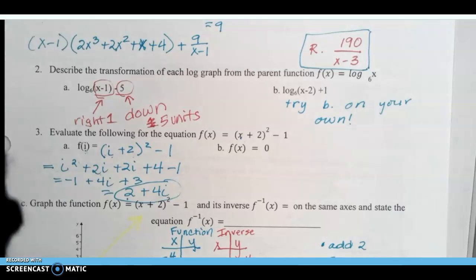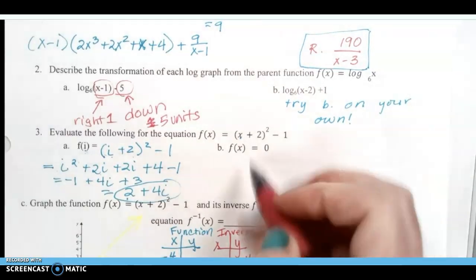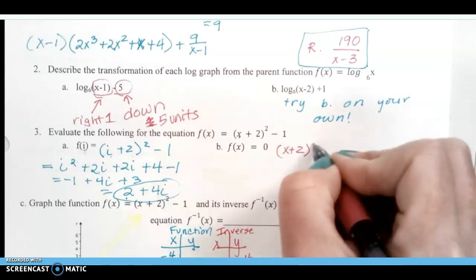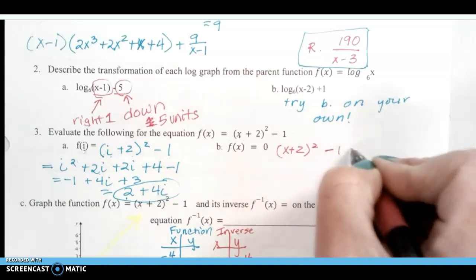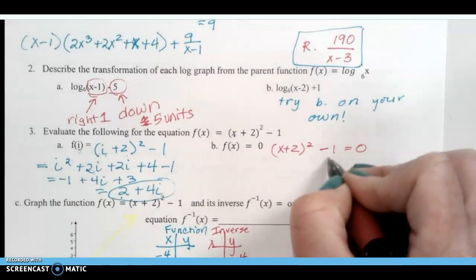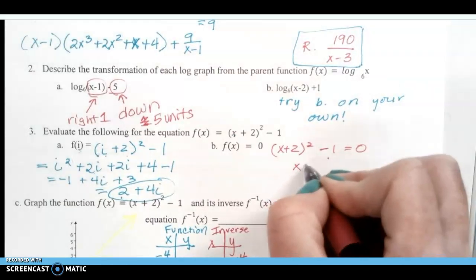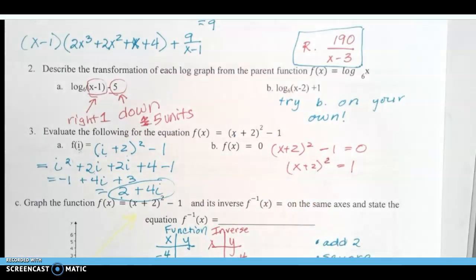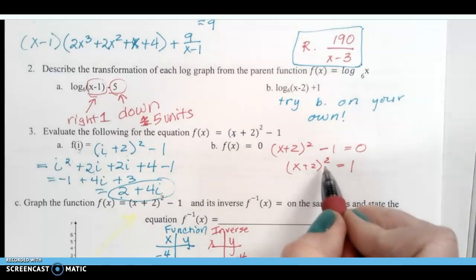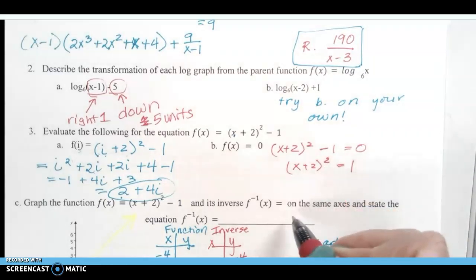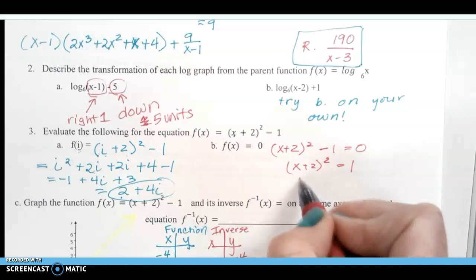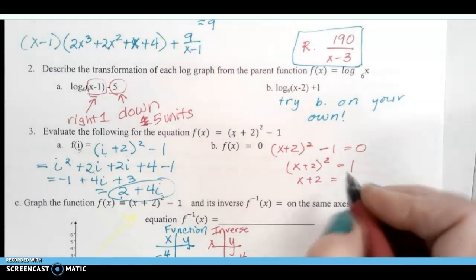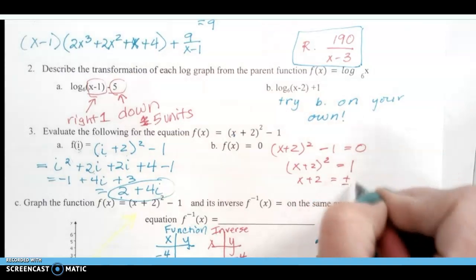Part B. Now we want to set this equal to 0. So if we take our x plus 2 being squared minus 1, set it equal to 0. Let's add 1 to both sides, which leaves us with x plus 2 being squared equal to 1. The inverse operation of squaring, we're going to take the square root of both sides, so that leaves us with what's inside, which is just x plus 2. When we take the square root of 1, we get plus or minus 1.